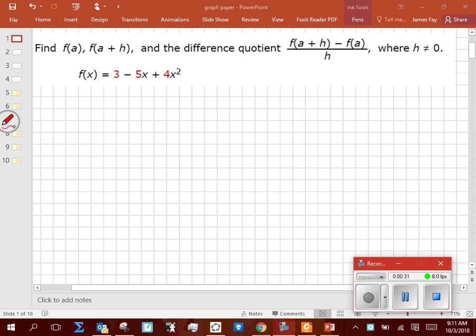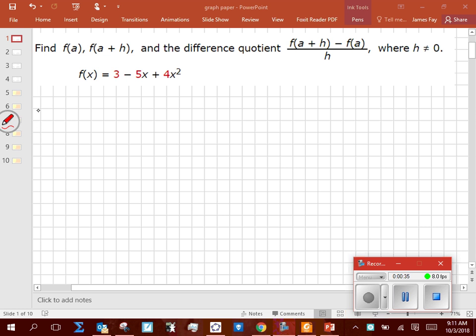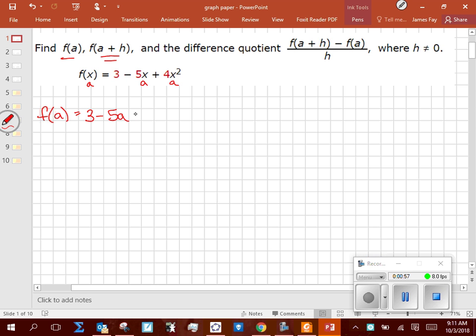So it makes sense that we do kind of the legwork now with the algebra, so when we get there next year, the following year, it's pretty straightforward. They walk you through kind of the steps of this. Find f of a. So I'm going to take a and replace it for all my x values. So it becomes 3 minus 5a plus 4a squared, right?